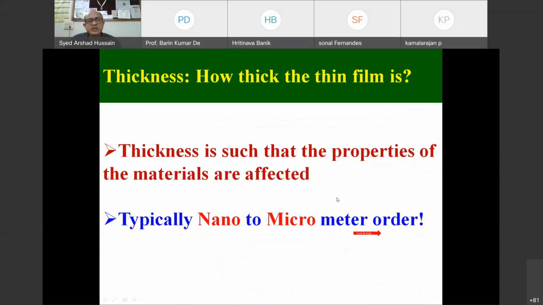How thick is this kind of thin film? The thickness of these Langmuir-Blodgett films or thin films is such that the properties of the materials are affected. There were many discussions in the earlier talk also. The main beauty of nano is that if you achieve nano dimensions for any material, you will have new properties. Almost all kinds of properties, optical, electrical, thermal, even mechanical, everything you will have new properties. So here the thickness should be such that the property of your material is affected. Typically, the thickness is of the order of nano to micrometer.